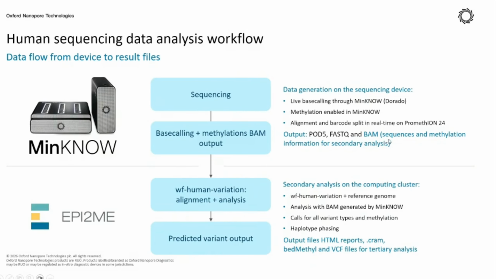But if we are looking into epigenomics, normally we will recommend to output the BAM files. This BAM file basically can capture the sequence together with the sequence quality and together with the methylation information for secondary analysis. So once the sequencing and base calling process is done, with the BAM file as our input, we can use the EPI2ME human variation pipeline to do the analysis. This analysis includes the steps that we have mentioned just now.